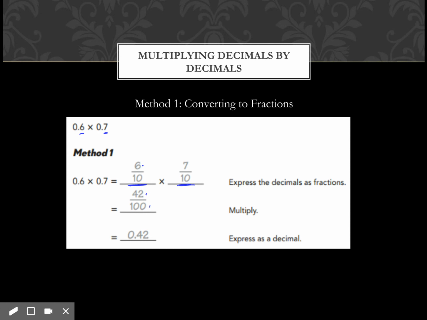So now I need to put it back into decimal form. And because my denominator is 100, I know the last digit of 42, so the 2 has to be in the hundredths place. So this 2 here is in the hundredths place. And then the 4, of course, is in front of it. And that's where the decimal goes.